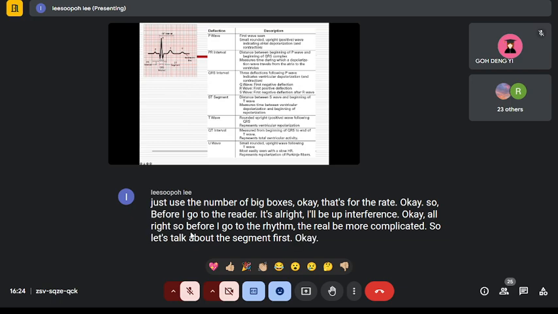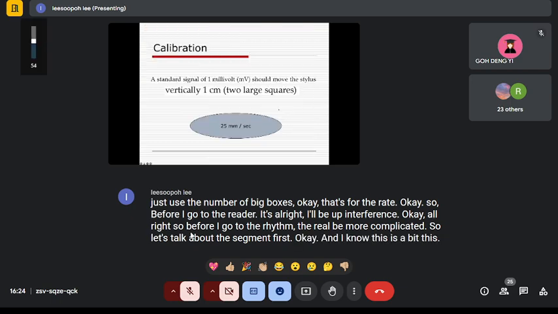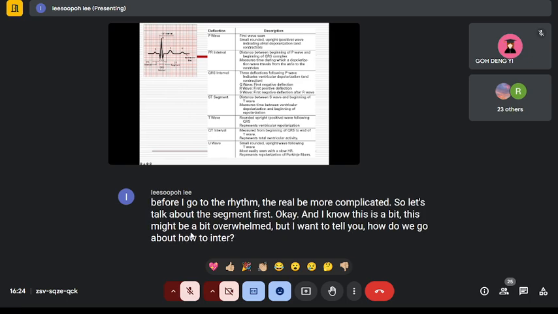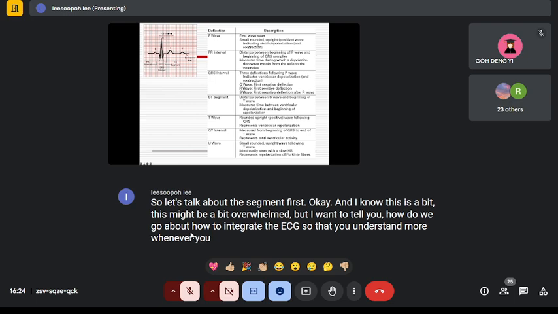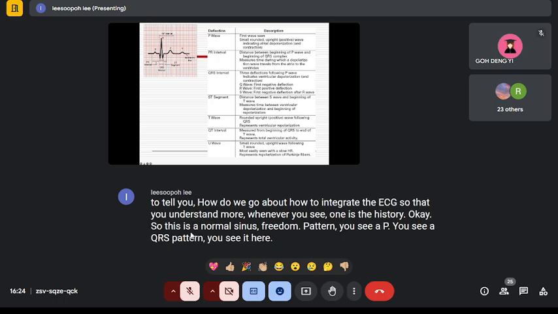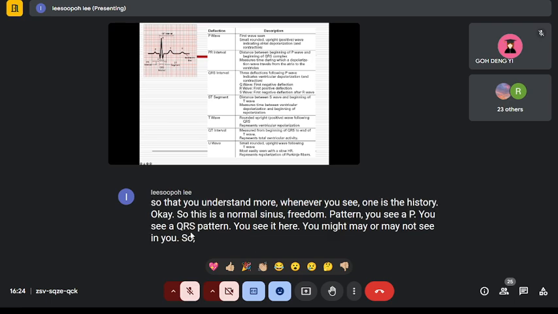I know this might be a bit overwhelming, but I want to tell you how we go about interrogating the ECG so that you understand more whenever you see an ECG strip. Okay, so this is a normal sinus rhythm pattern. You see a P, you see a QRS pattern, you see a T, you may or may not see a U. So if you see a P followed by QRS and T, that is a sinus rhythm.